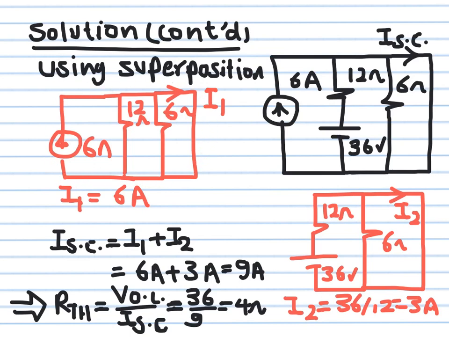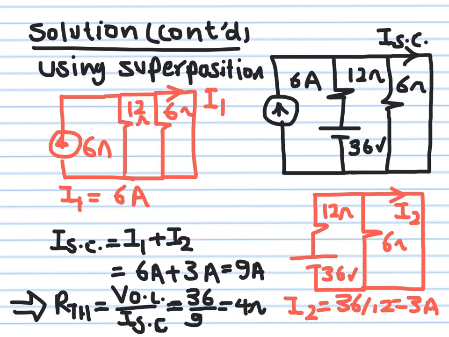From this circuit, you will see that this short circuit that you created is shorting the 6 ohm and the 12 ohm because it's in parallel with both of them. So the 6 ampere will flow in the external circuit, and it will completely ignore these two resistances. So the current I1, which is due to the current source only, has a value of 6 ampere.